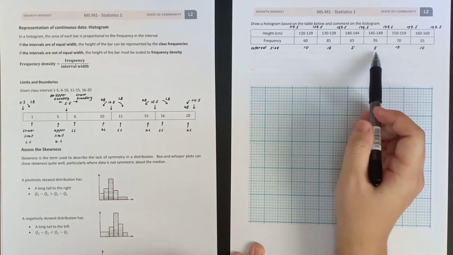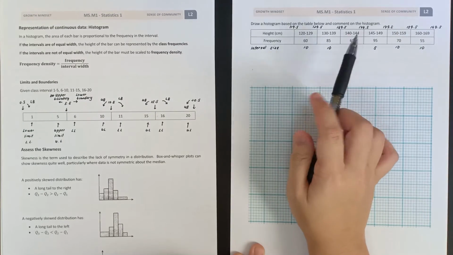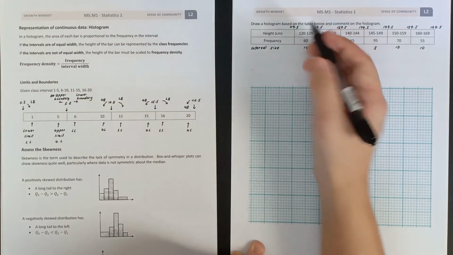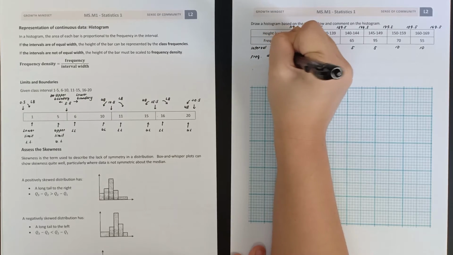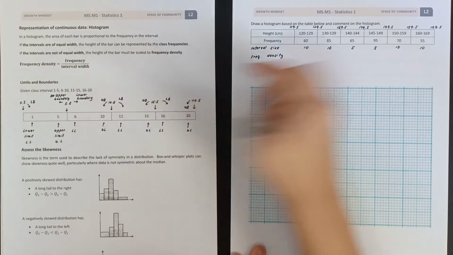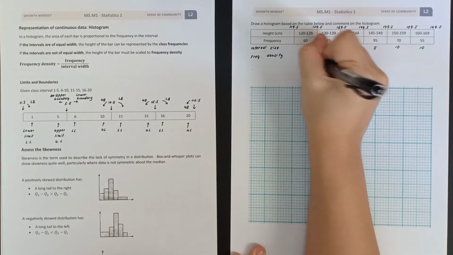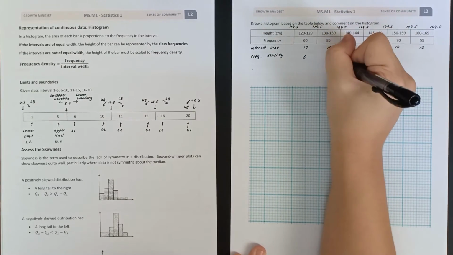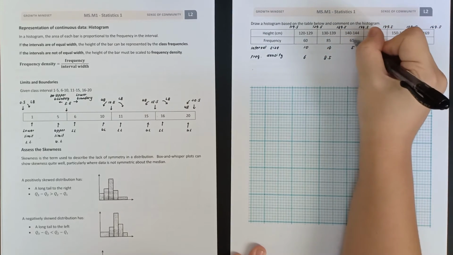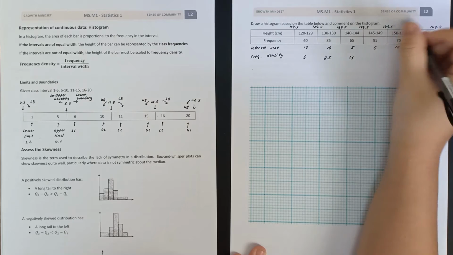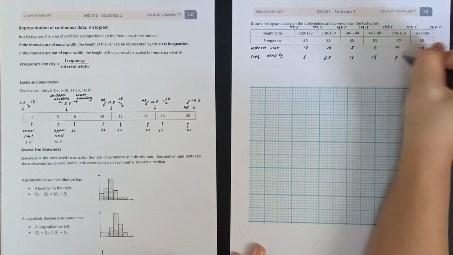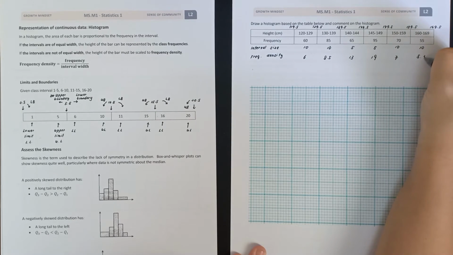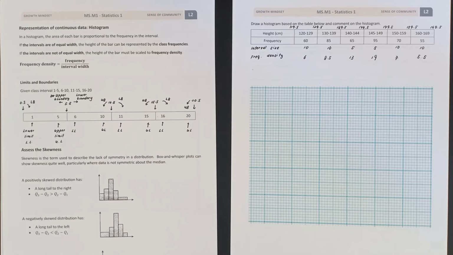So if you do not have the same interval size, then we need to change it into frequency density. Frequency density is the frequency divided by the width. So 60 divided by 10, you get 6. 85 divided by 10, you get 8.5. 65 divided by 5, you get 13. 95 divided by 5, you get 19. 70 divided by 10, and then 55 divided by 10. After you got all these values, now you can proceed with your histogram.